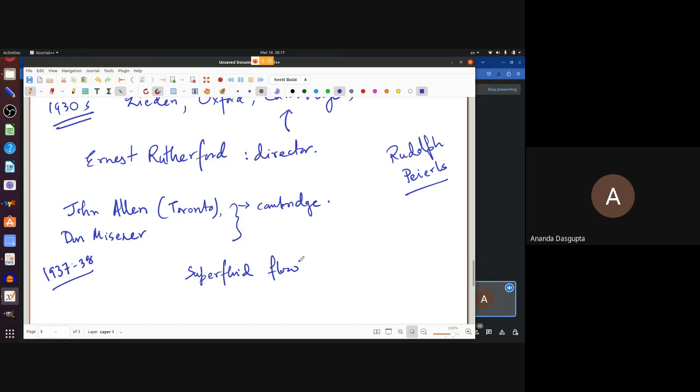So when you try to push a liquid through a very narrow capillary, you need to have a pressure head. You need to have a pressure difference between the two ends. Why? Because the pressure difference will produce a force which will be needed to overcome the viscous drag which the fluid is feeling. In 37-38, Allen and Meisner in Cambridge and, independently, Kapitsa in Moscow discovered that when liquid helium below 2.2 Kelvin flows through a narrow capillary, it flows without any pressure head.